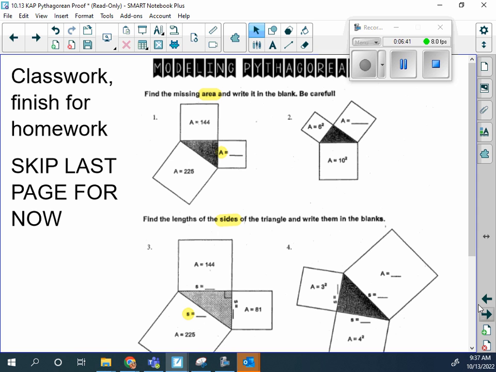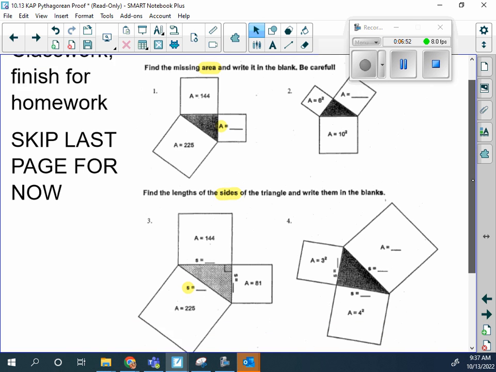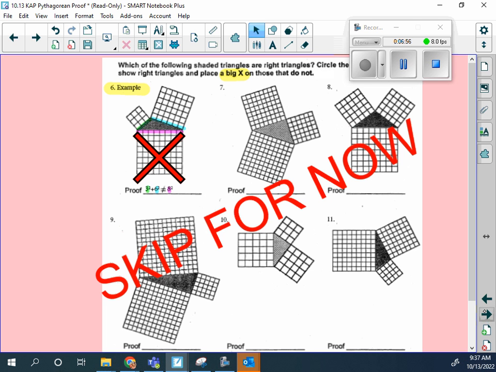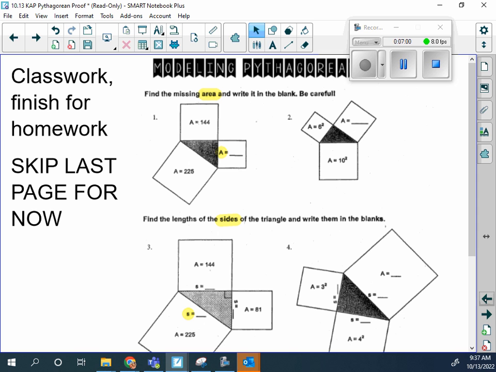Now, on the next page. All right. It says to find the missing area and write it in the blank. Be careful because sometimes they're giving you the size, sometimes they're giving you the area. I only want you to do this page, not this one. We're skipping this one for now. So only this page, okay? If you don't finish it right now, which I think you probably will, you will finish it for homework, okay?